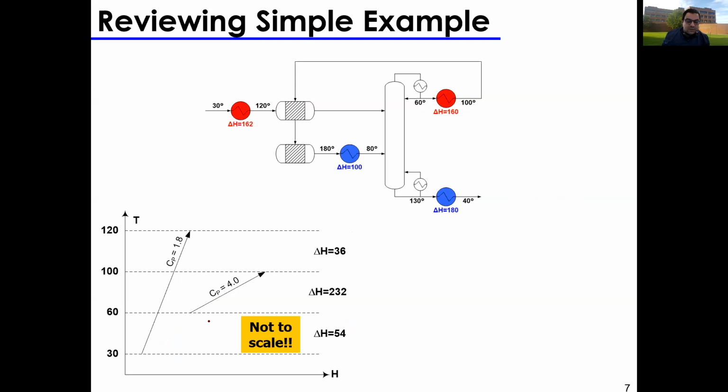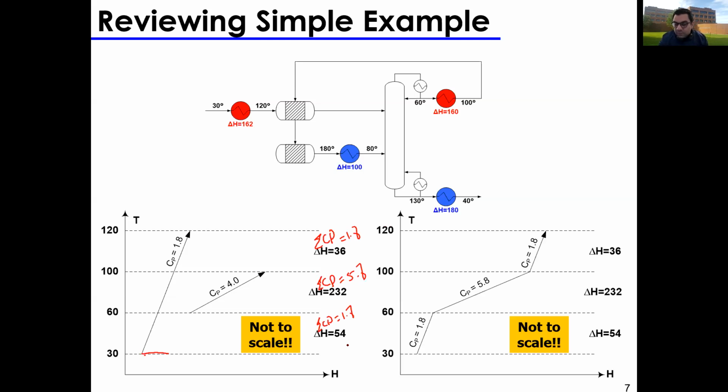So for the cold streams, I identify the source temperature, the target temperature, and delta H, and for example, I can either draw a line with delta H equal to the delta H of the stream, or I can just draw a line with a slope equal to 1.8. I do it for both streams, and then in each interval, I look at the summation of CP. And similarly, that's how I draw the composite curve. If you don't want to use summation of CP, again, you can use delta H, it's up to you. And you just connect these lines to get your cold composite curve.